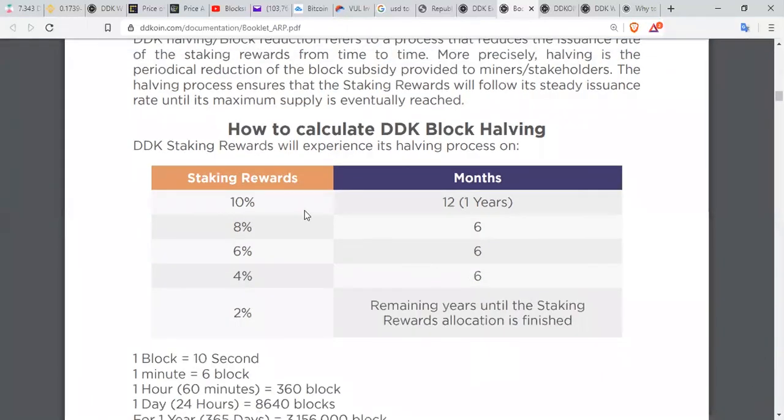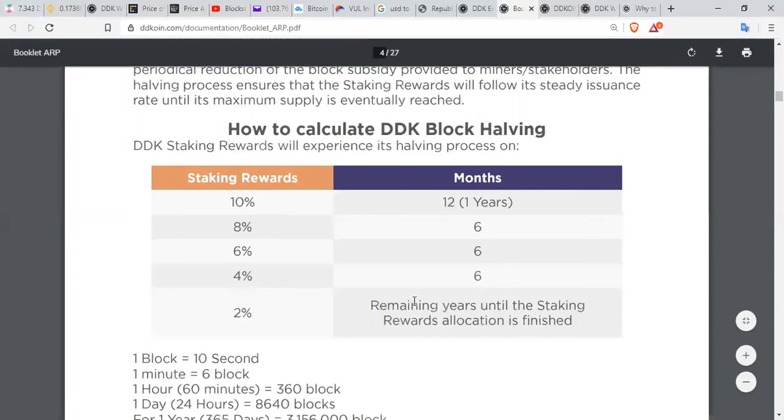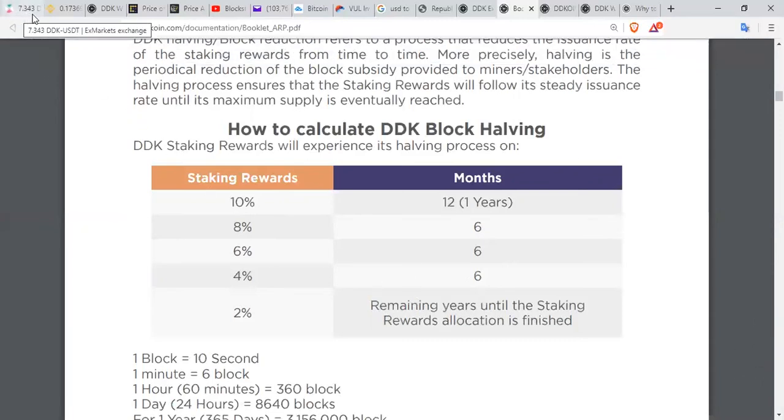So samantalahin na natin that even before the 10% is reduced to 8% staking reward, let's all stake and then get our share, our small share of the available staking reward that we have, so we can experience getting a free DDK. As we all know, the price of DDK has already reached $7.343.